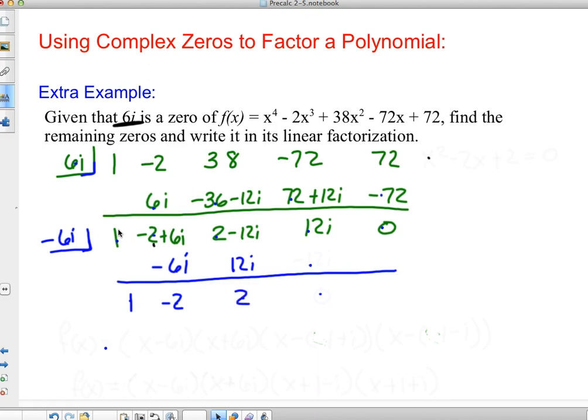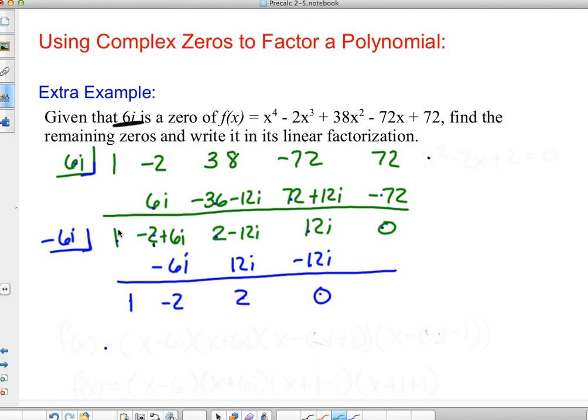I multiply that, and I got 2 times negative 6i, and it's going to give me a negative 12i, and I get 0. Maybe. But now I'm at a point that I need to find the remaining zeros, and I have a choice to either complete the square or do quadratic formula. And I'm going to be honest, I prefer completing the square.